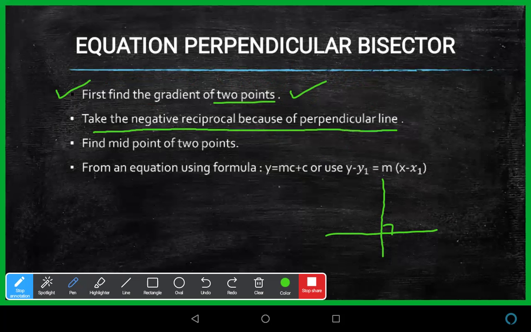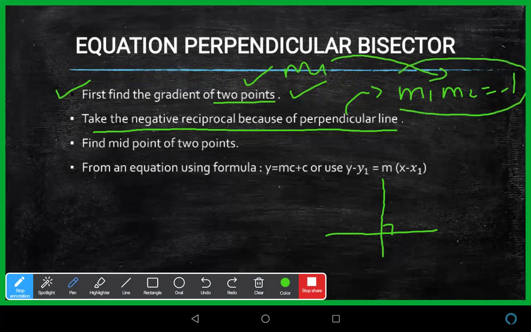What does this mean? We have seen the formula m1 multiplied by m2 is equal to minus 1. Because the lines are perpendicularly bisecting, we need to use m1 multiplied by m2 is equal to minus 1. We can get m1 by using the points. Then we will find m2 using this condition because of perpendicularity. Then we find the midpoint of the two points and form an equation using the formula y is equal to mx plus c, or the second formula y minus y1 is equal to m times x minus x1. So we will see some questions. This will clear the concept more.